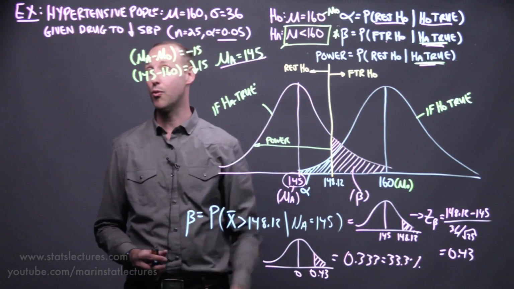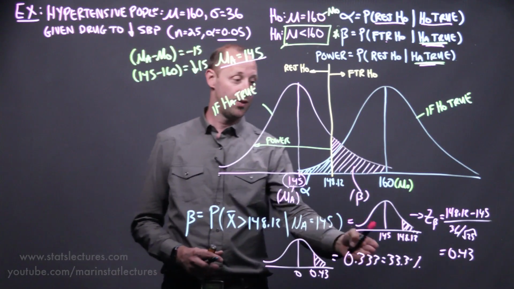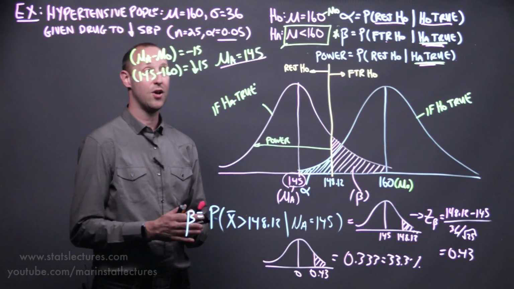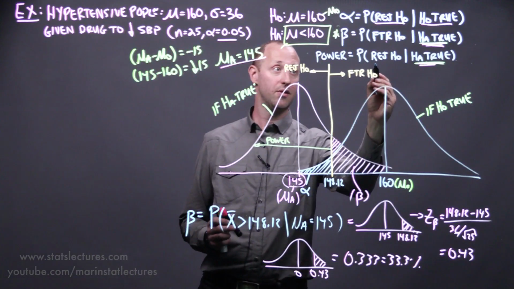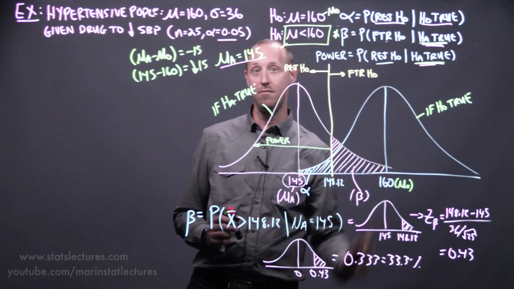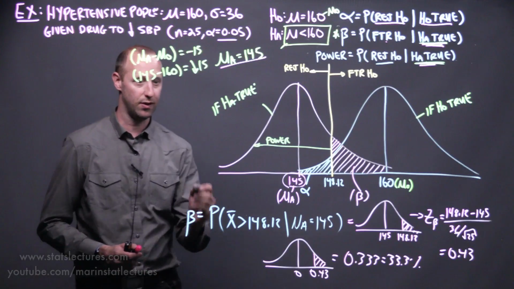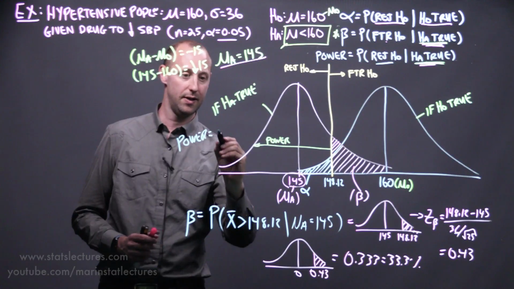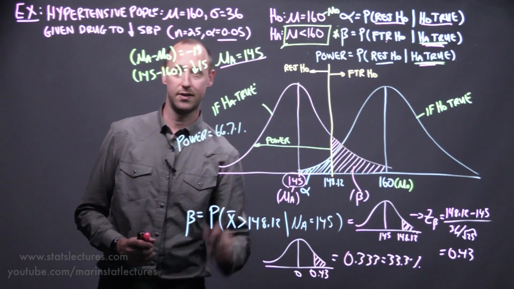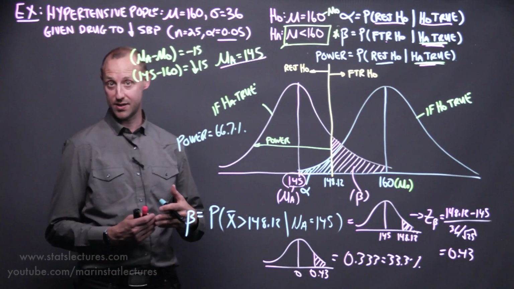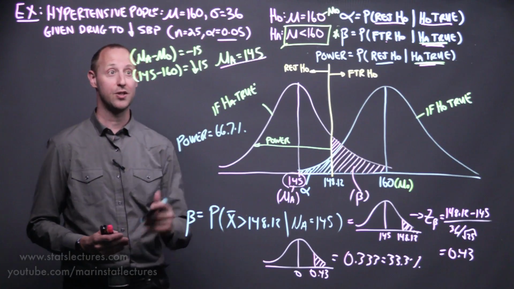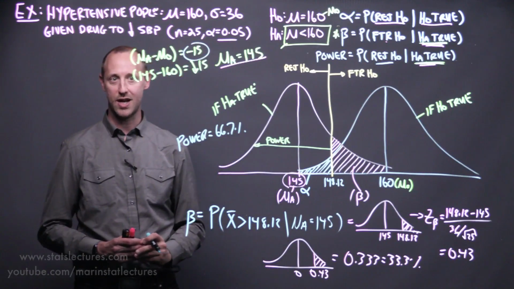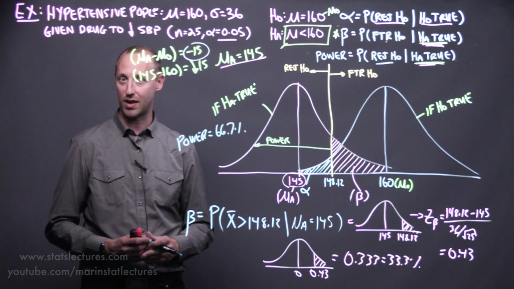In other words, if the alternative is true, if the drug does work and it decreases blood pressure to about 145 on average, there's a 33% chance that we end up failing to reject the null. Looking at it in the context of power, what's the probability of rejecting the null when the alternative is true and we should reject the null? You can notice the power is 1 minus beta, 66.7%. So if the drug is effective, if it decreases blood pressure on average by 15 units, there's about a 67% chance that our test concludes this drug is effective at lowering blood pressure.